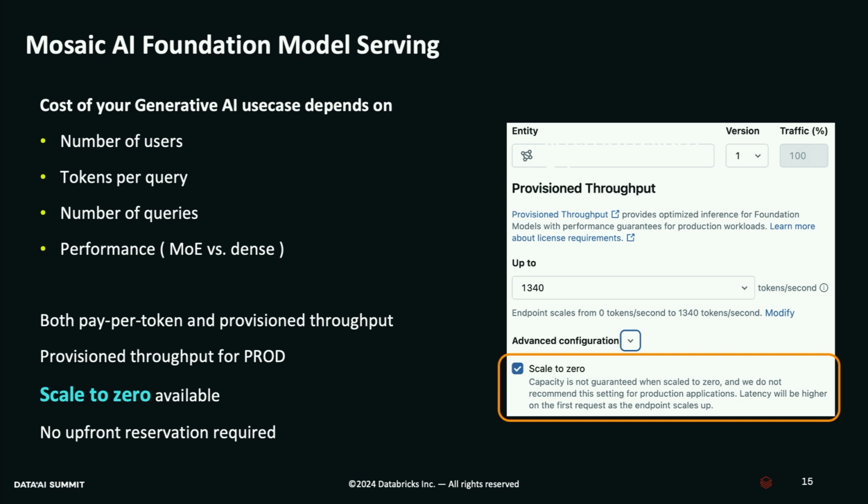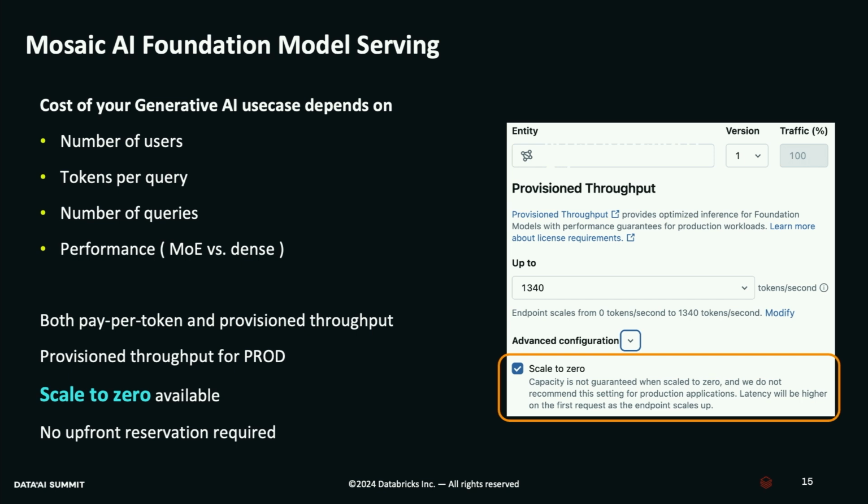So Databricks today has both a pay-per-token consumption model and provisioned throughput. We recommend today for production applications to use the provisioned throughput Mosaic ML LLM foundational model serving. And the nice thing about it as well, it has a feature called scale to 0.